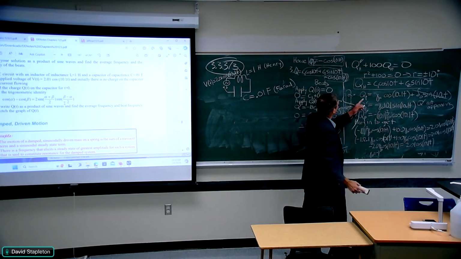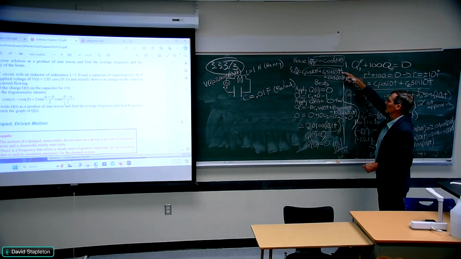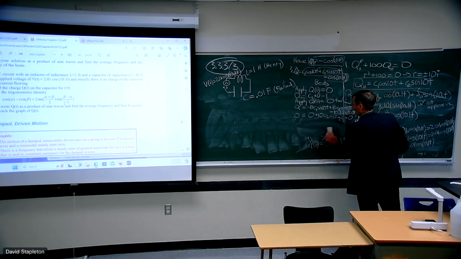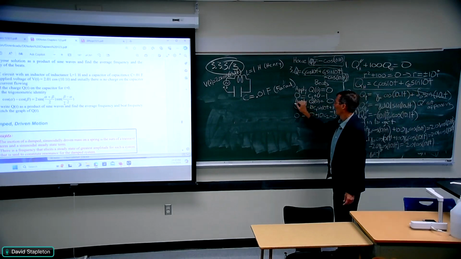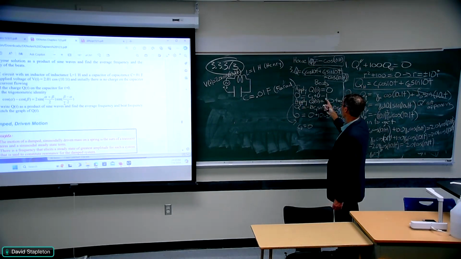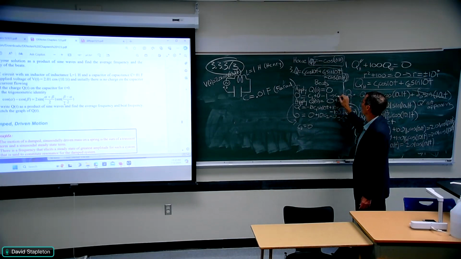So now we know the solution to this whole thing. This is the general solution right here. When we apply Q prime of 0 equals 0, we find C2 equals 0. That's one equation. When we apply Q of 0 equals 0, we get C1 equals 1.